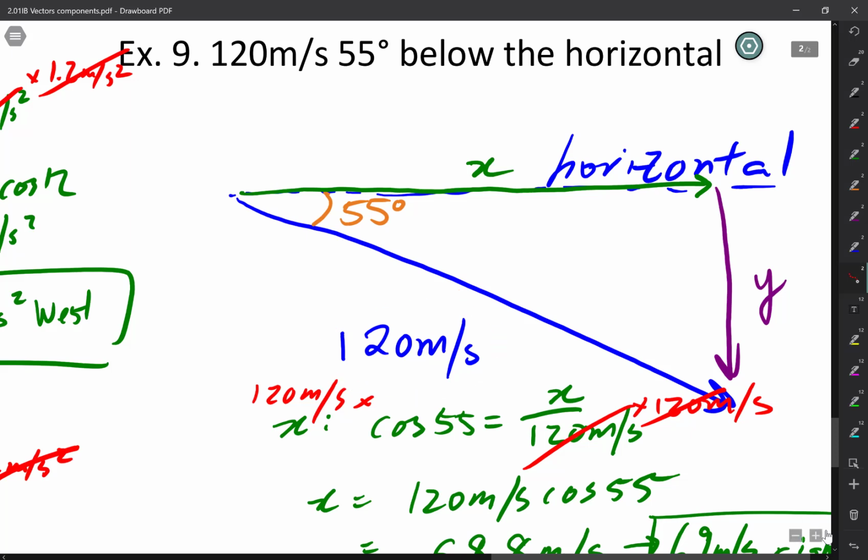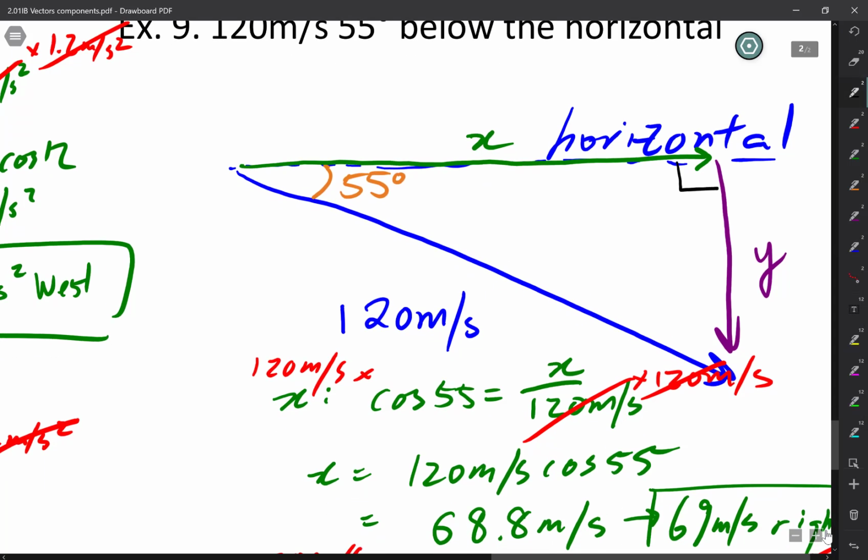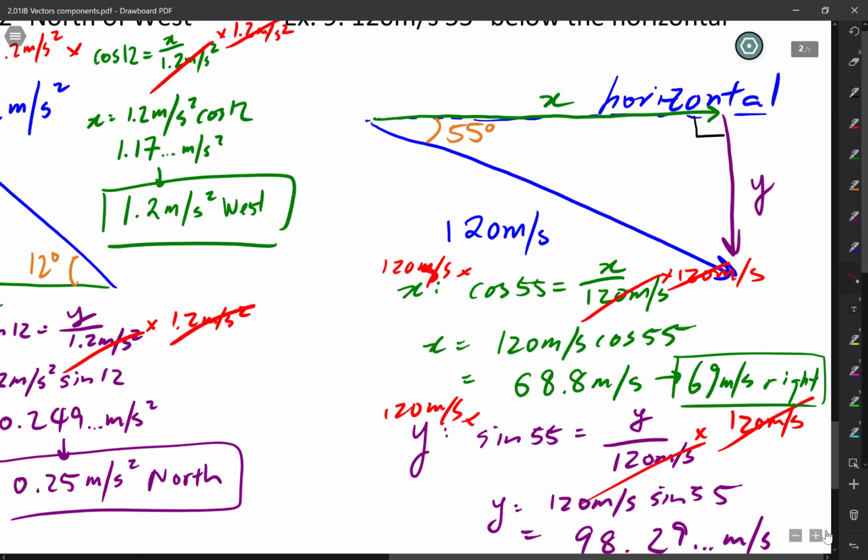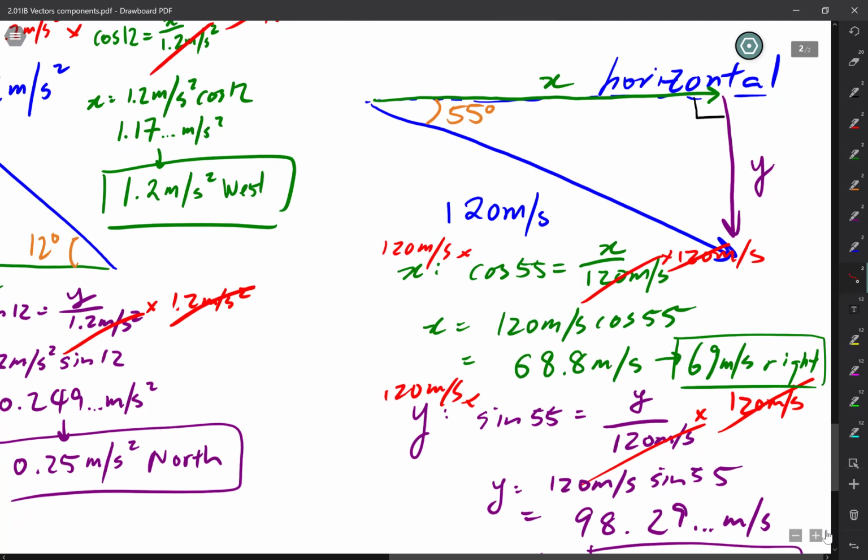I label the x, the horizontal, as well as the vertical component side to make my right triangle, and then I went with the cosine and sines for x and y components. Starting with the x component, again, I need the adjacent, but I have the hypotenuse, which is adjacent x over hypotenuse, which is 120 meters per second, solving for the x, giving me 69 meters per second.